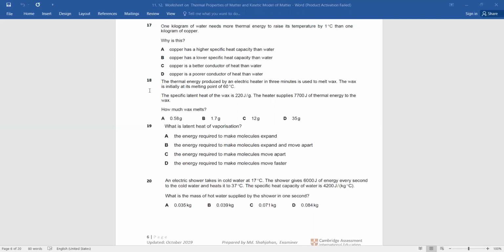The heater supplies 7700 joules of thermal energy to the wax. How much wax melts? So you are asked to find mass, right? You are asked to find the mass, isn't it? What is the formula related to specific latent heat, mass and heat energy? Can you remember?